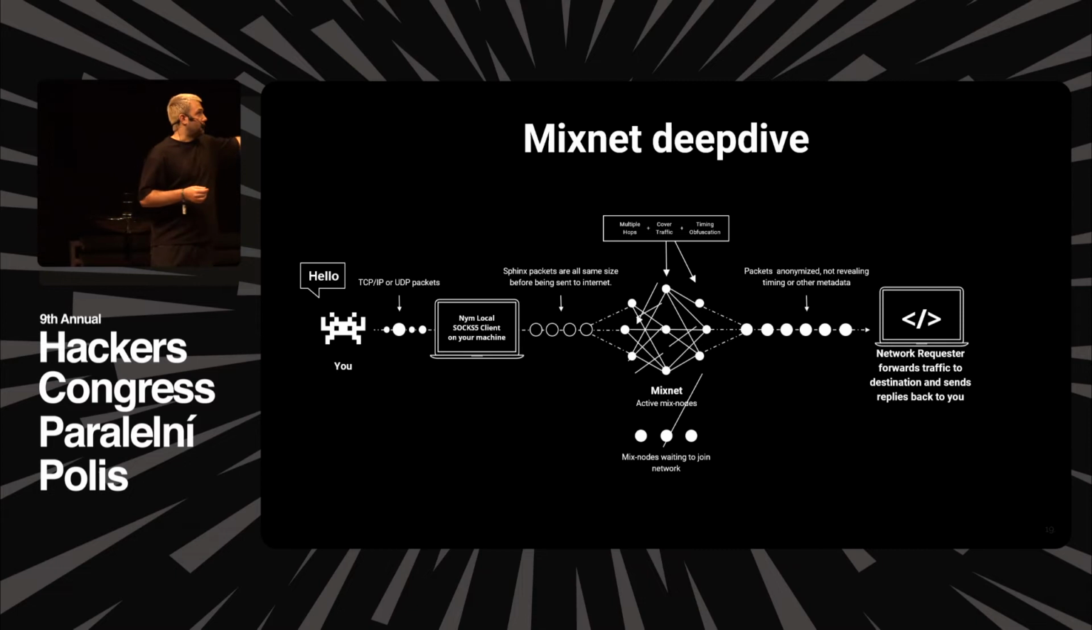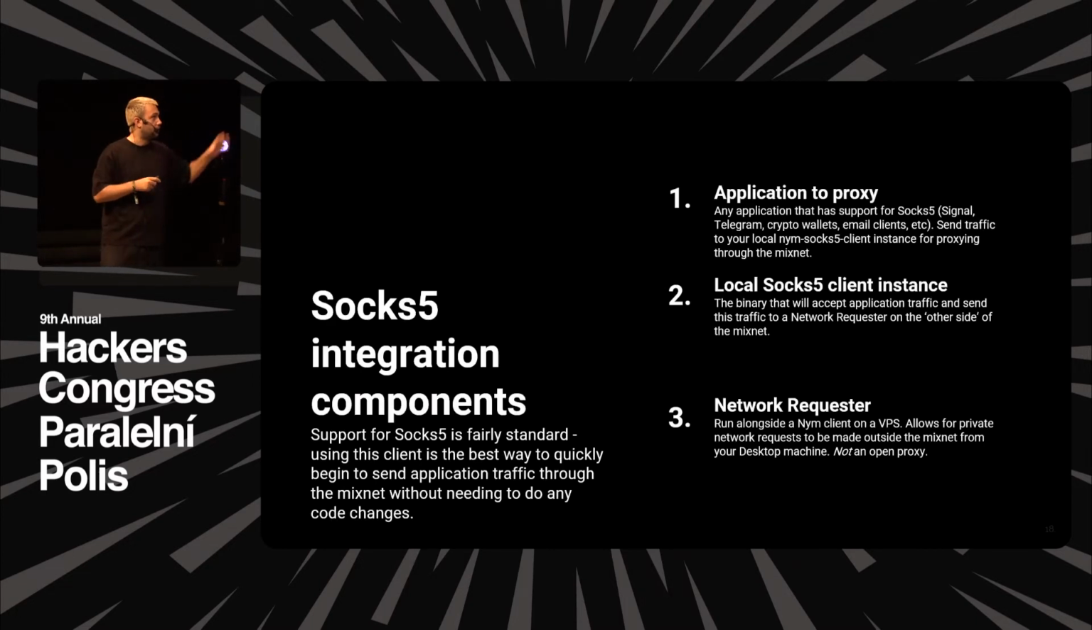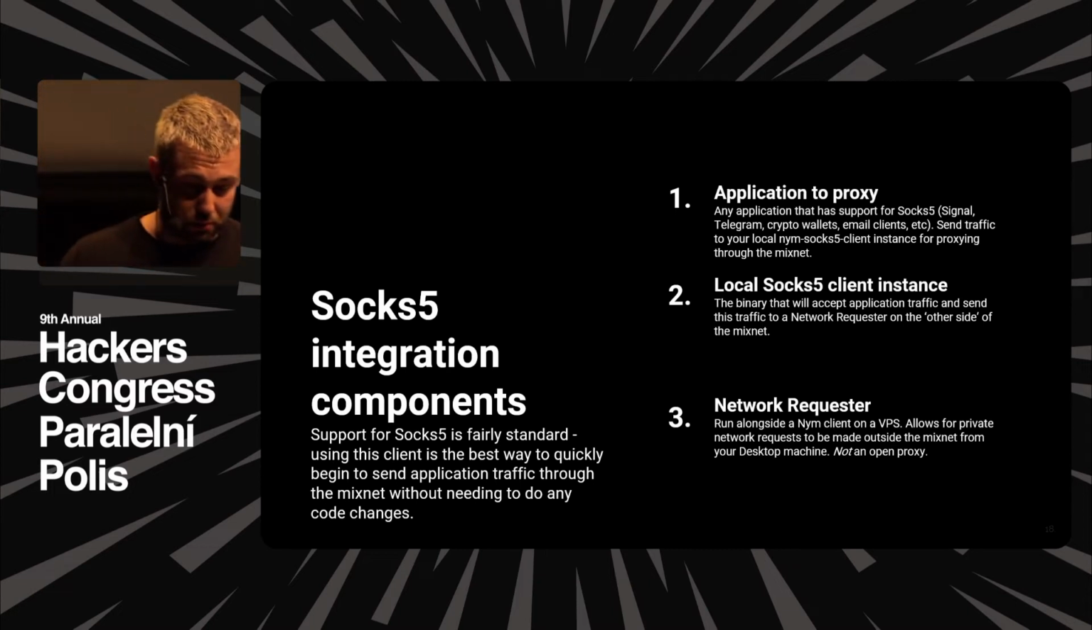And then it's routed through the mixnet. And then on the other side, you have a service. In this instance, you would have an instance of a service, which is number 3, called the network requester. This is just a service that you could run on a VPS, on any kind of box, you could run it on a Raspberry Pi.